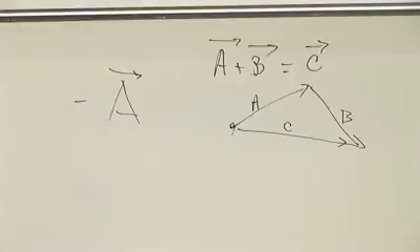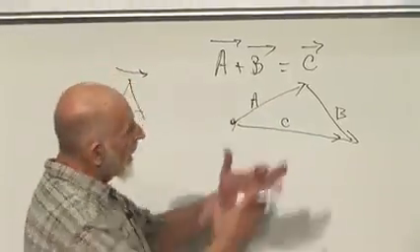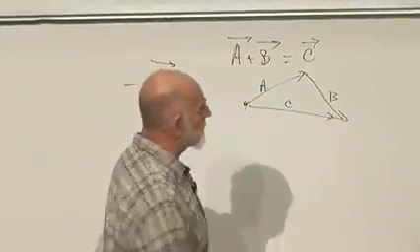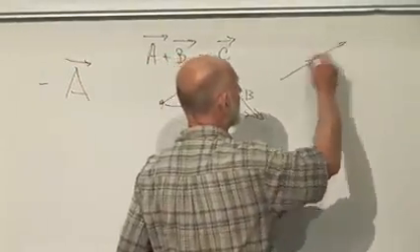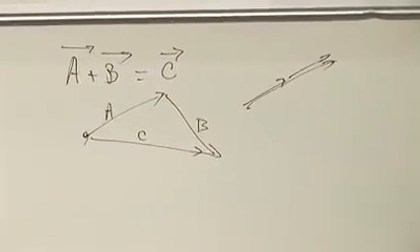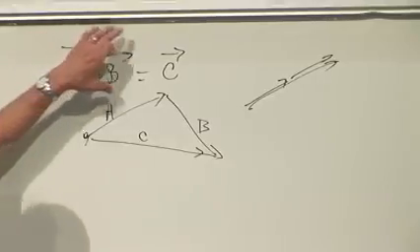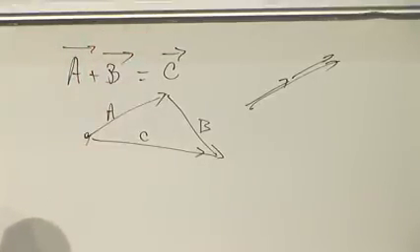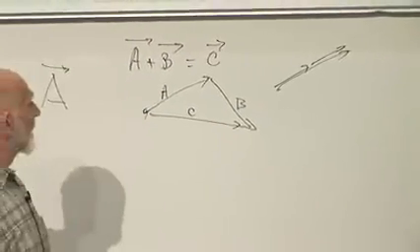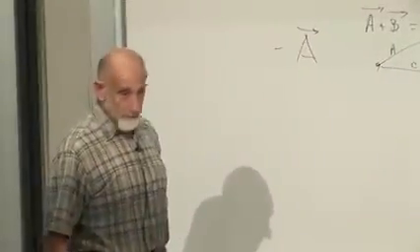It might be a degenerate triangle. It might be that b is along the same direction as a, in which case c will also be along the same direction. It'll look something like this, in which case it's a kind of degenerated triangle. But still, we'll just think of it as a triangle. We can add vectors by this rule. We can multiply vectors by numbers.